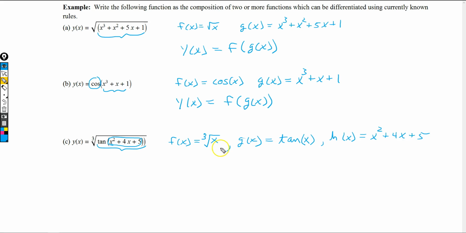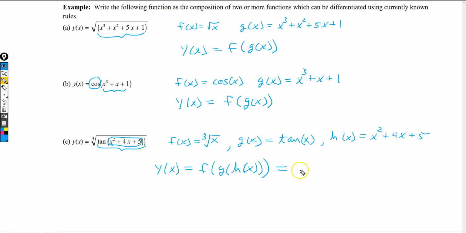And so you see, now we have three functions here, each of which we know how to differentiate. We know how to differentiate x to the 1/3 power. Derivative of tangent is secant squared, and this is just a polynomial. Then we see that the function y is actually going to be the composition of all three of those functions. Y is going to be f of g of h of x, you see.